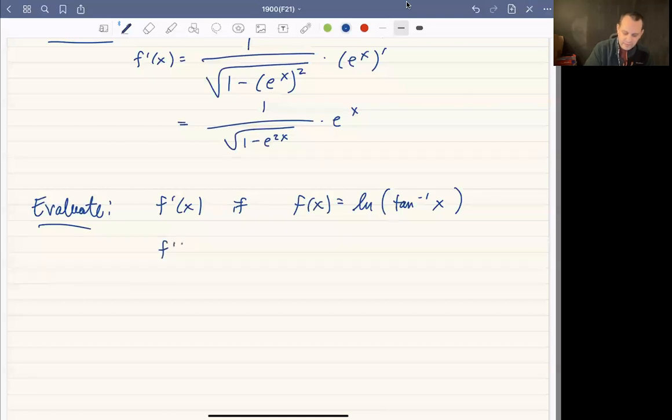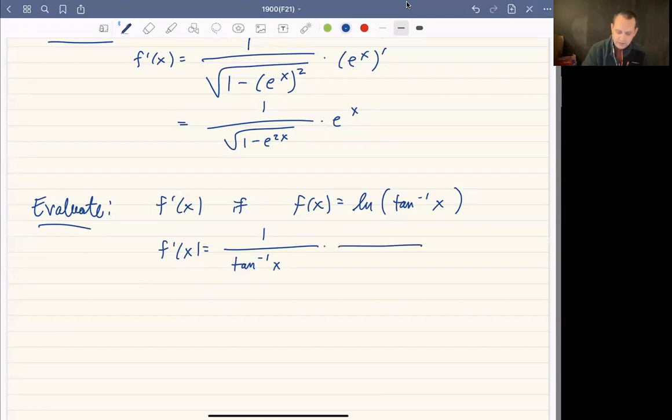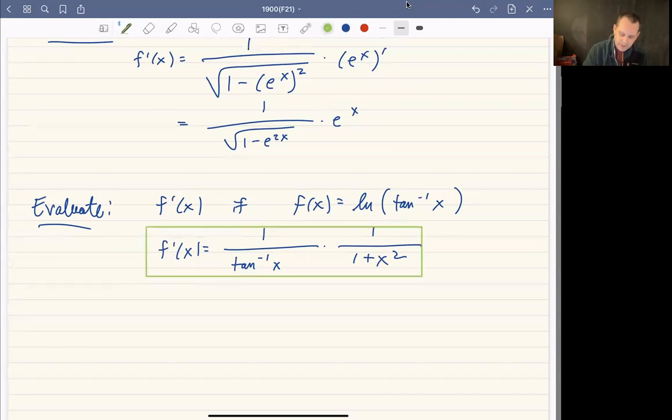So the derivative here would be 1 over the inside, so 1 over inverse tangent of x, times the derivative of the inside, which in our case is 1 over 1 plus x squared. And again, inverse tangent of x is not tangent of x to the -1, so there's no algebra simplifying you can do here. This is as simplified as it gets. Okay, so that's that. Let's evaluate.